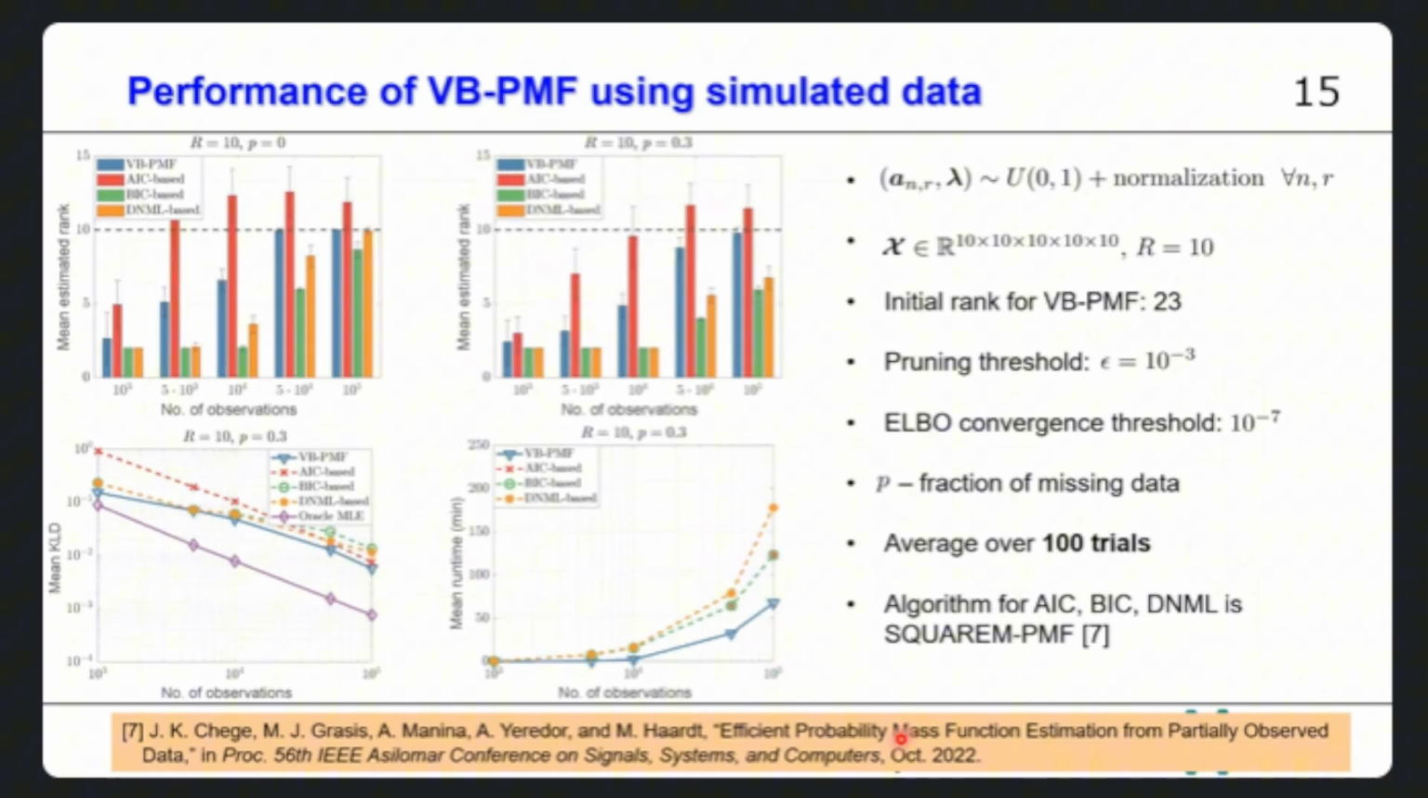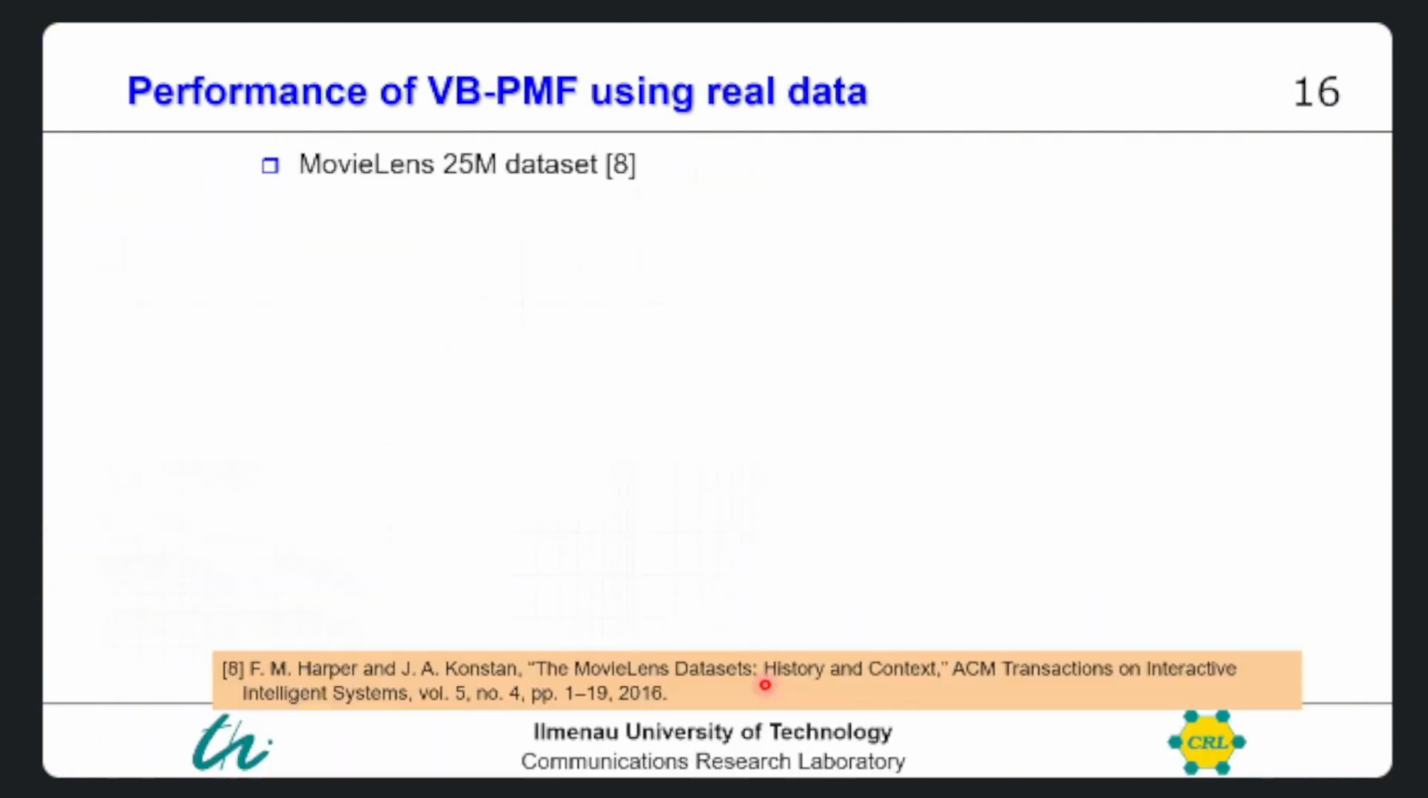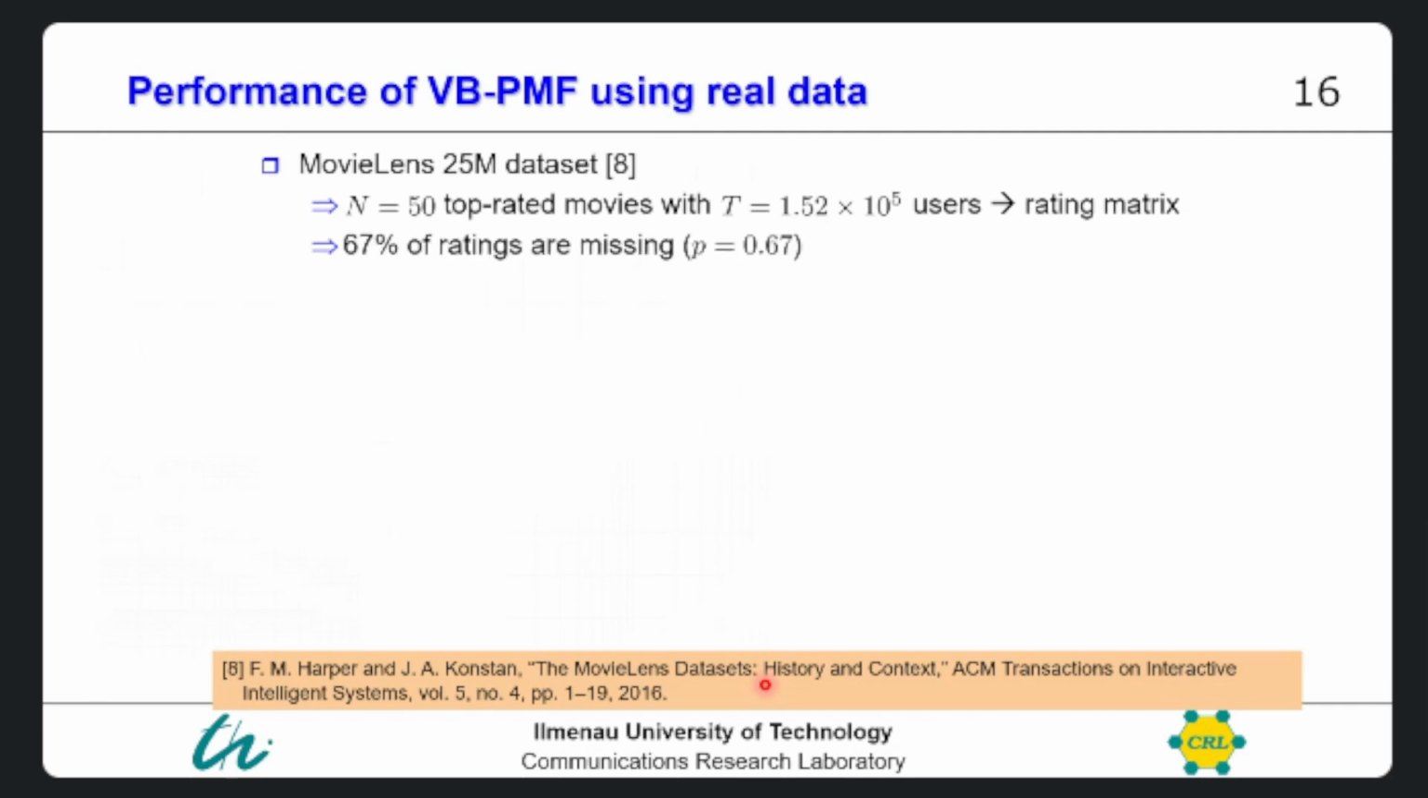We also see similar results if the rank is 10 instead of 5, so this is a higher rank. We have the same observations as before. For real data, we also use the MovieLens data set as before, but now we pick 50 movies. So we have a tensor of dimension 50, and each dimension is equal to 10. It's a very large tensor. In this data set, 67% of the data is missing, so it's also very challenging.